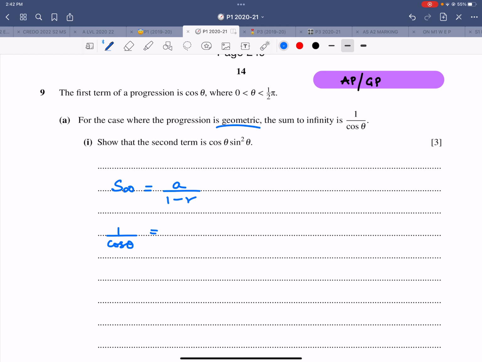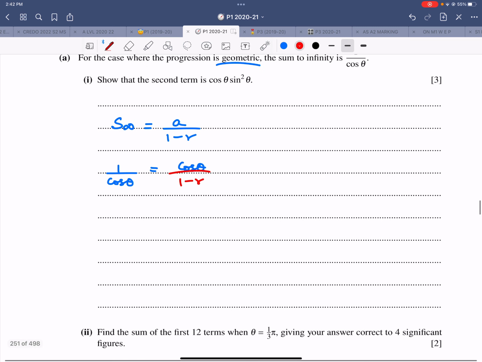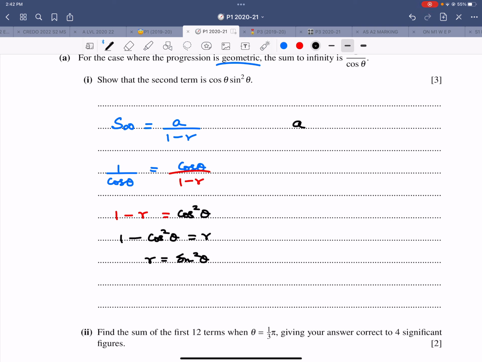First term of the progression is cosine theta. What am I interested in? First of all, I'm interested in r. So therefore, 1 minus r is equal to cosine squared theta. 1 minus cosine squared theta is r. What is 1 minus cosine squared? Sine squared theta. That means your first term is cosine theta. Your common ratio is sine squared theta. Therefore, they are asking for the second term, which is ar, which is cosine theta, sine squared theta.